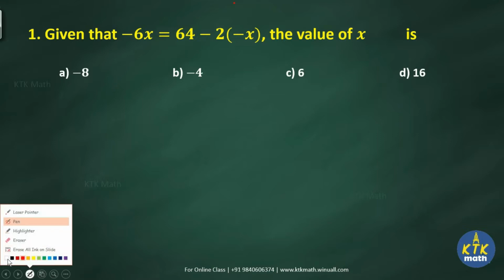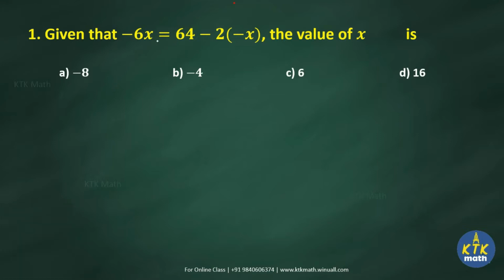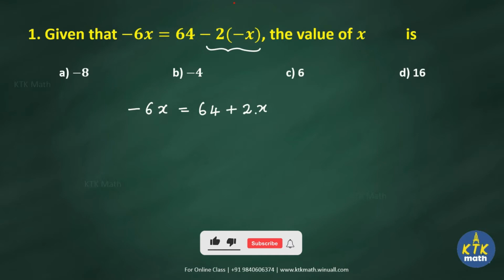Just to check how I am solving this. You need to first multiply this inside, right? So minus 2 of minus x. You just keep the left hand side the same, negative 6x gives you 64, and when you multiply this minus 2 inside minus x, it's going to be plus 2x. Yeah, minus of minus is going to be plus.